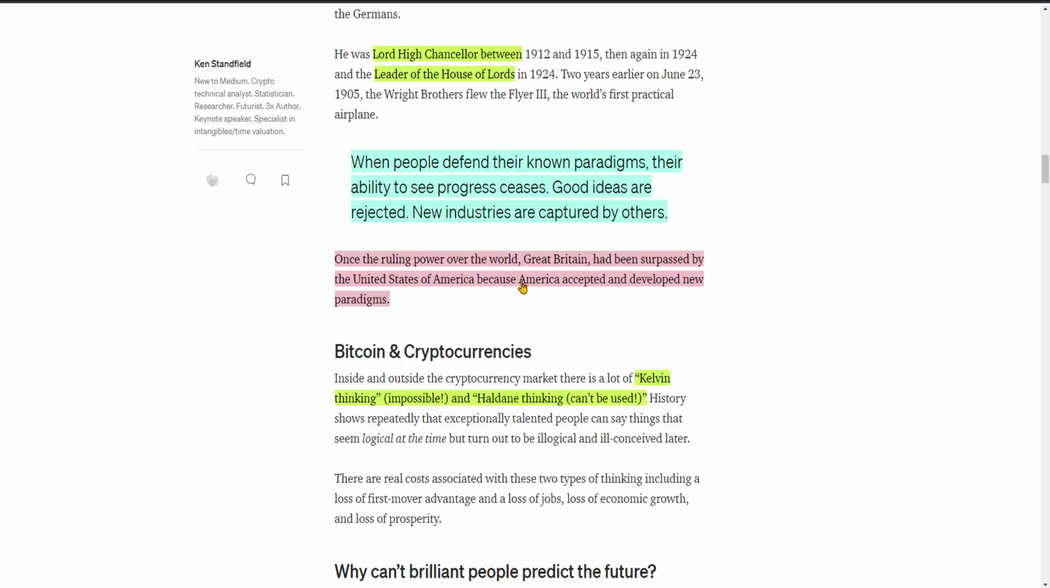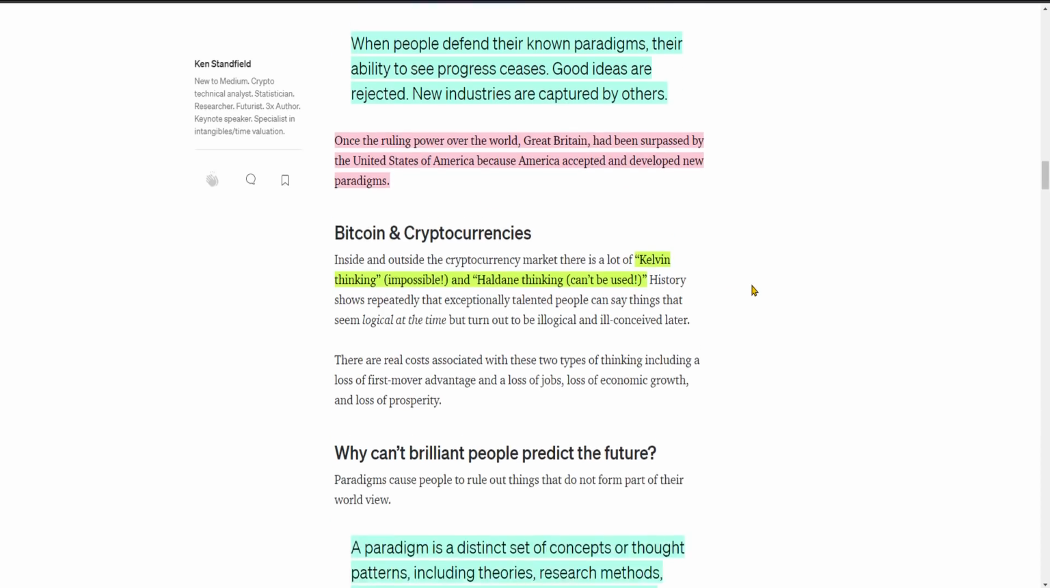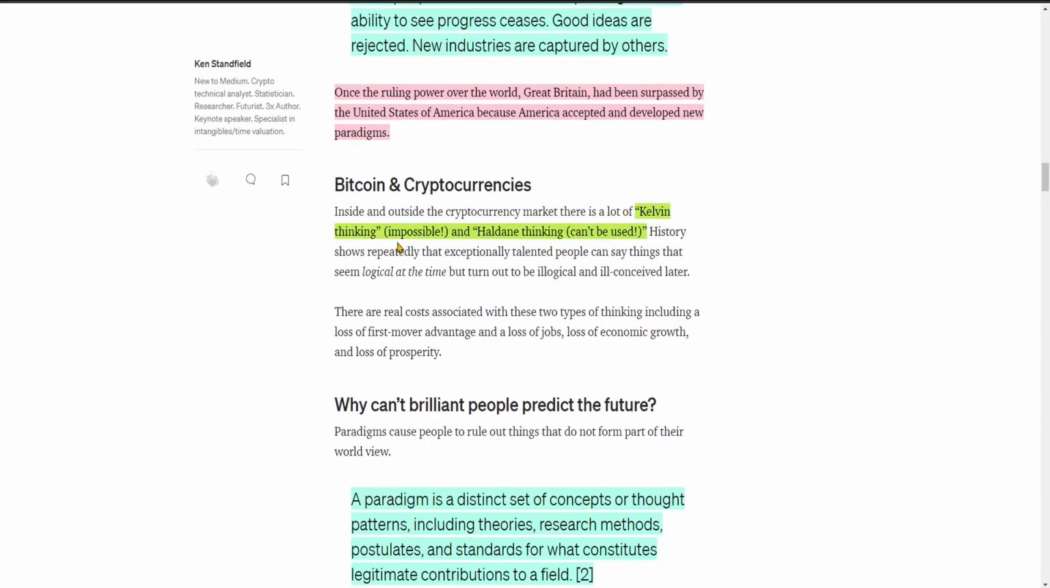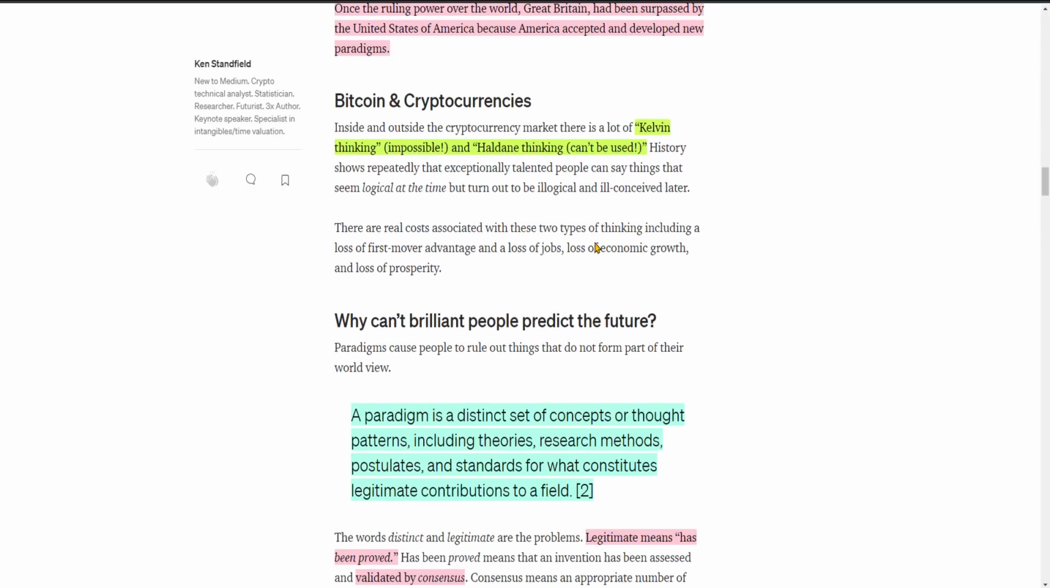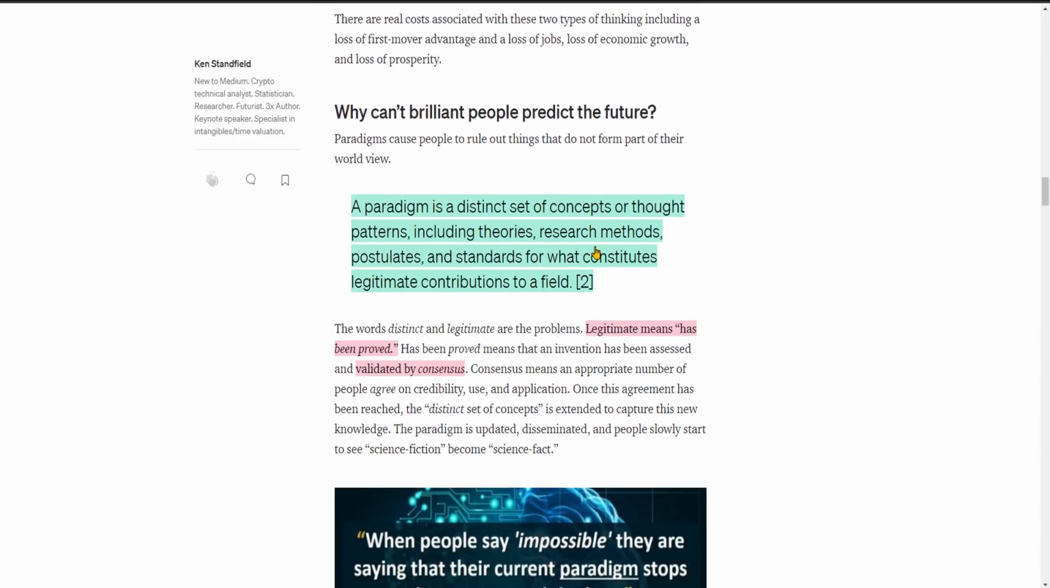Once the ruling power over the world, Great Britain was surpassed by the United States of America because America accepted and developed new paradigms. When we think about Kelvin thinking, it's impossible. Haldane thinking can't be used in practical. These methods of thinking are very, very problematic.